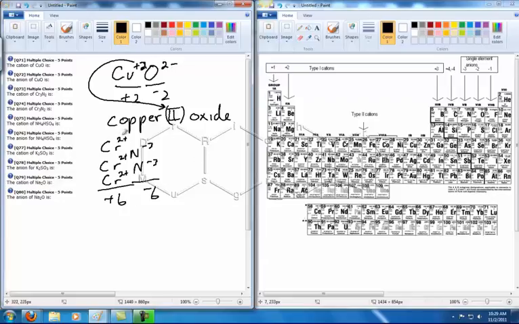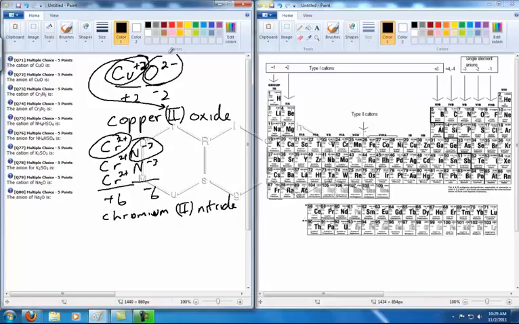So the name on this one would be chromium 2 nitride. Now the anions and cations will be the answers here, which will be Cr2 plus and N3 minus. We just need one of each of those, and of course in this case it was just these two, Cu2 plus and O2 minus. I want you to keep in mind that these are the ions that are responsible for the name, so that's why I'm only taking one of each of these and using those for the answers up here.